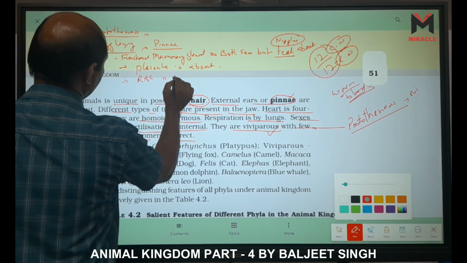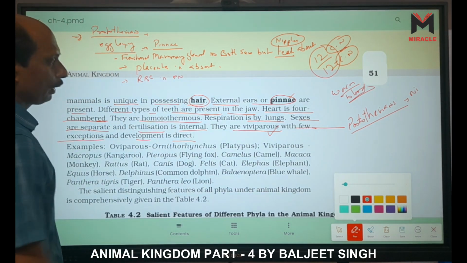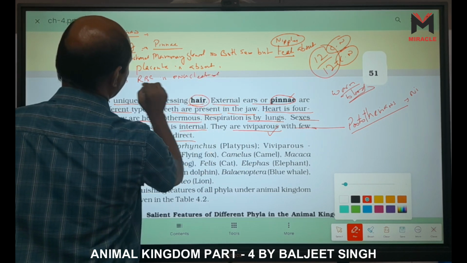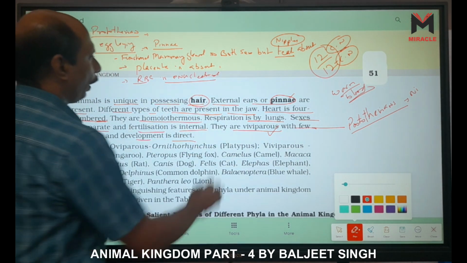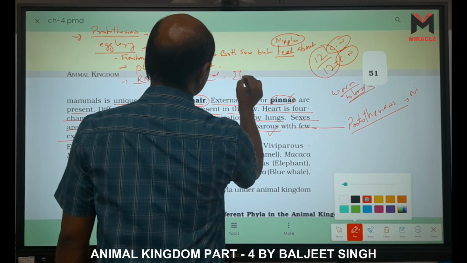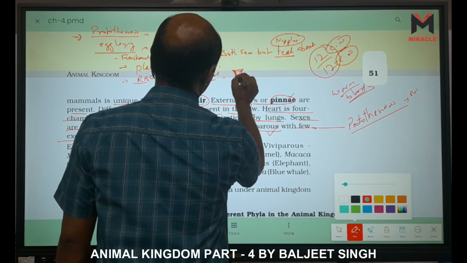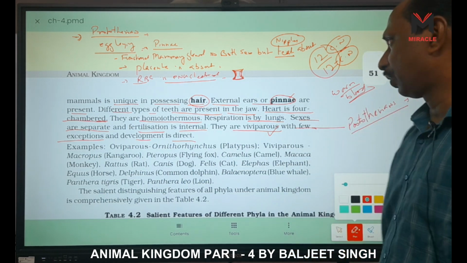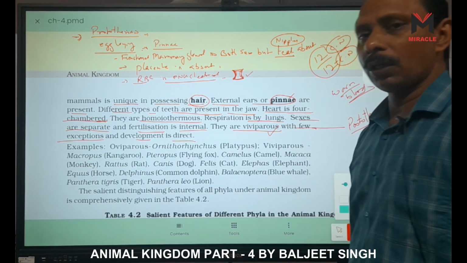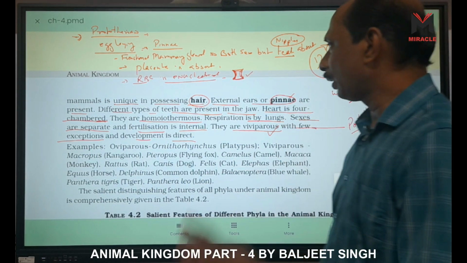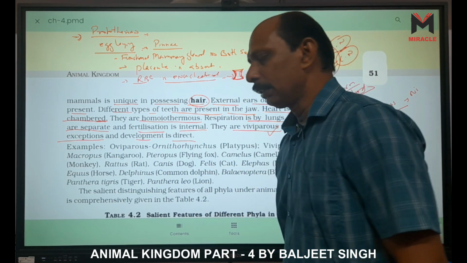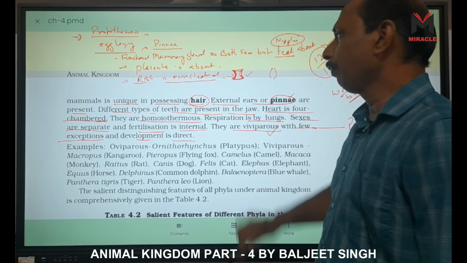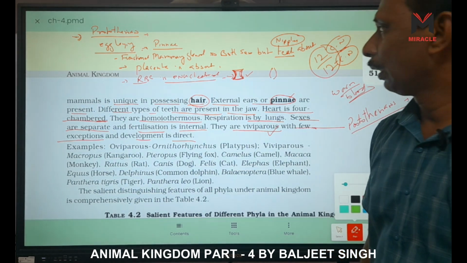RBC is enucleated, meaning nucleus is absent here. Enucleated, nucleus is absent, and biconcave. Biconcave means this type of structure is there. They are not biconvex, but biconcave structure is present due to the absence of nucleus. One exception is there, camel and llama, they have nucleated RBC, but they have biconcave RBC, right?